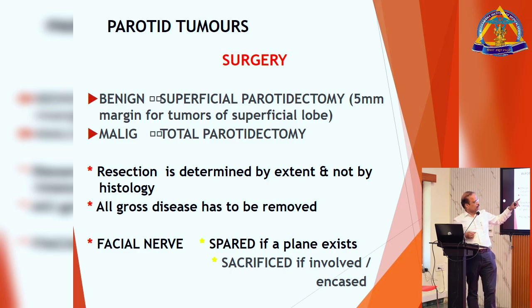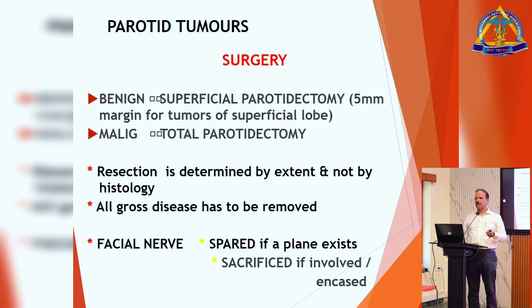So, what is superficial parotidectomy? Removing the entire parotid which is above the plane of the facial nerve is called superficial parotidectomy. In malignancy, total parotidectomy, the more apt word would be radical parotidectomy, excising the parotid as well as the related lymphatics and lymph nodes, and an extended radical if you involve muscle, fat and fascia.